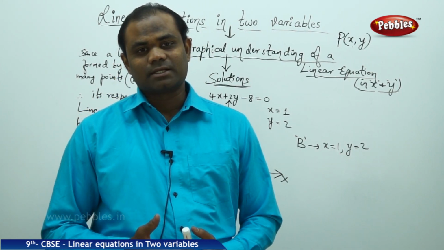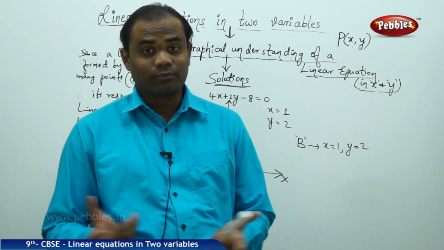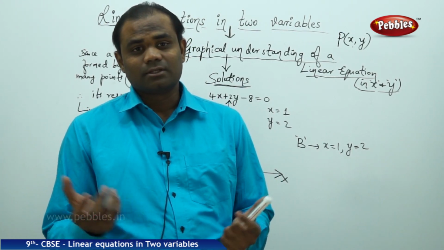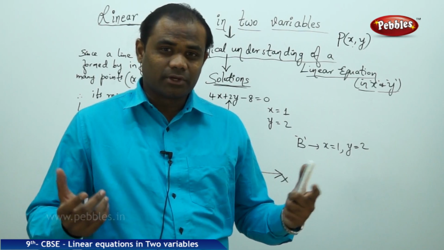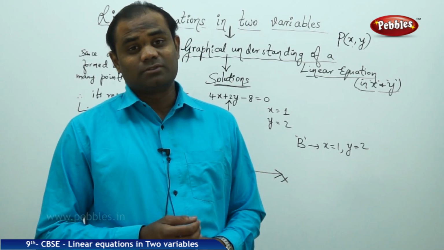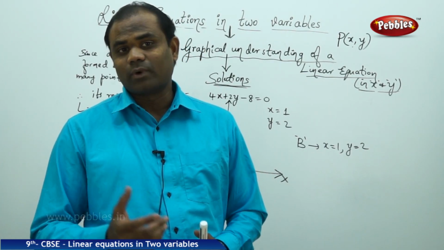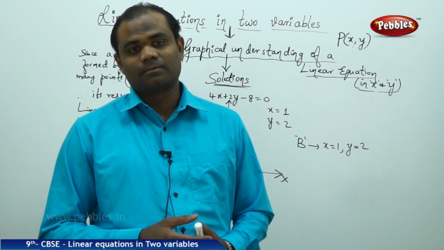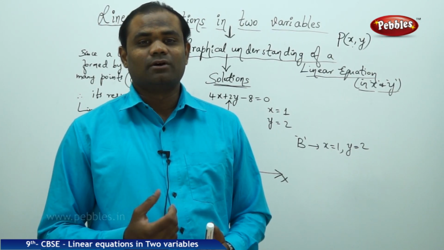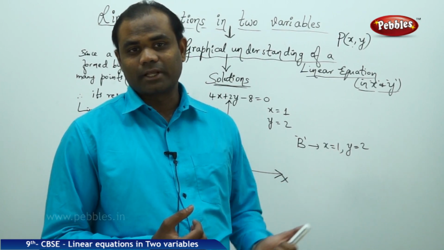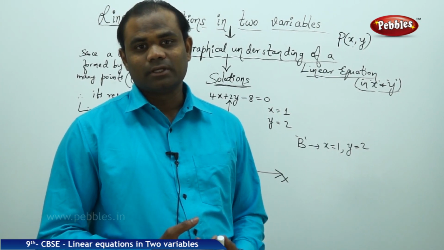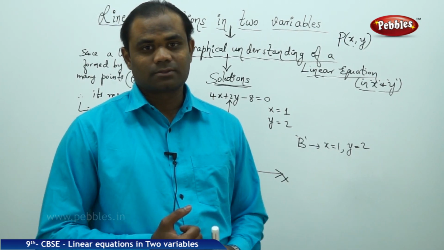So a line has infinitely many points through which the line is created. Therefore, its respective linear equation has infinitely many solutions, x and y, belonging to R. Graphical understanding of solutions of a straight line. Learning outcome: infinitely many solutions.